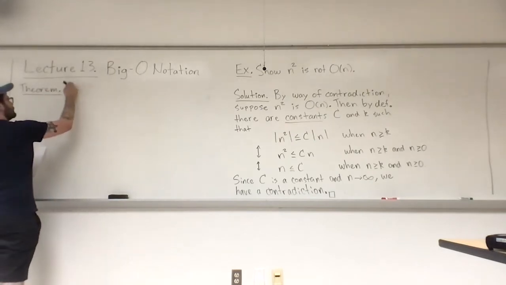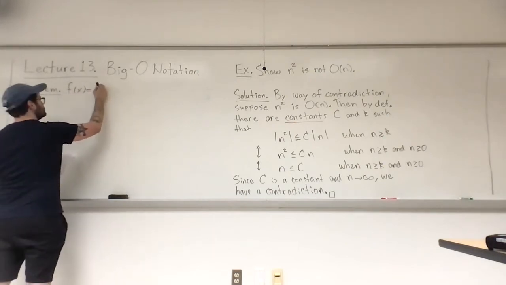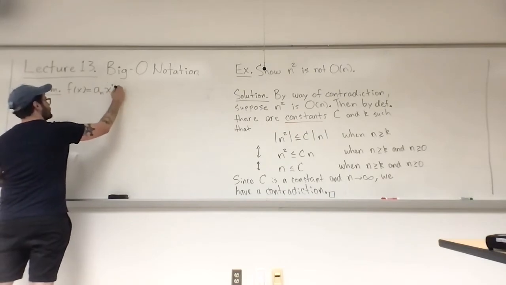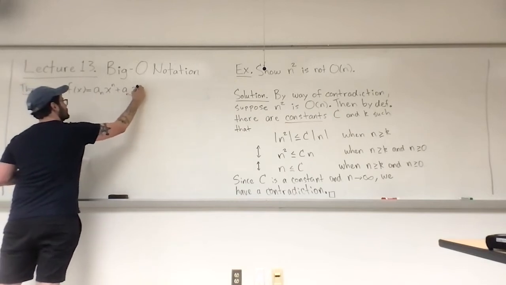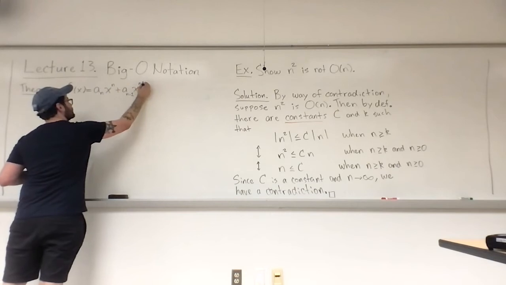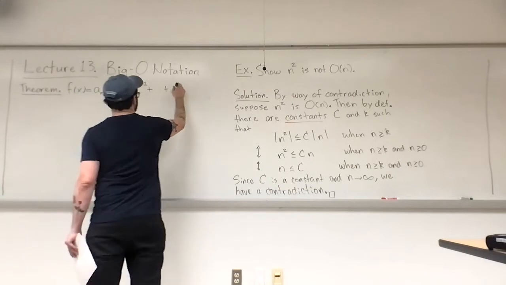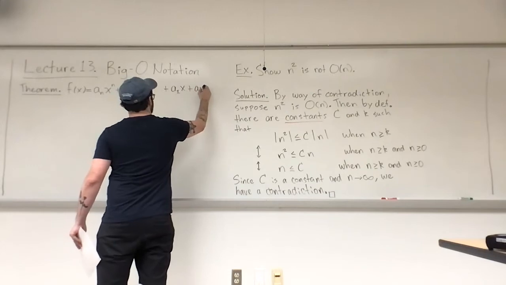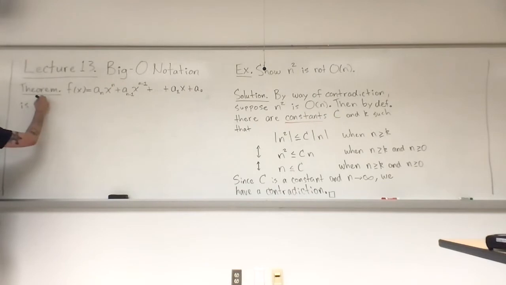So, f of x equals a subscript n times x to the power n plus a subscript n minus 1 times x to the power n minus 1 plus ... plus a1 times x plus a0 is big O of x to the power n.